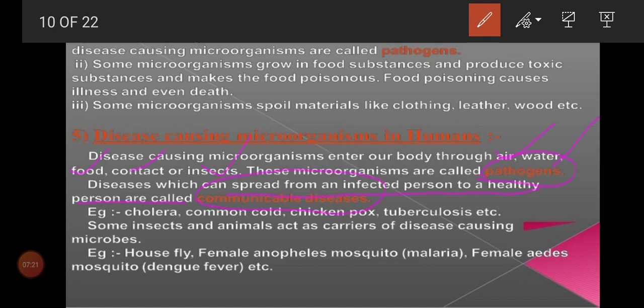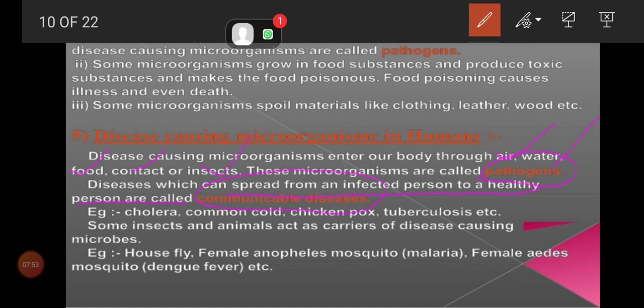So what is a communicable disease? If a healthy person is getting affected by an infected person, so it is spreading from one person to another person. It is spreading from a normal person to affected persons to normal persons. So this disease we call a communicable disease. So diseases are of 2 types, communicable diseases and non-communicable diseases. If we are getting a disease from neighboring persons, that we call a communicable disease.